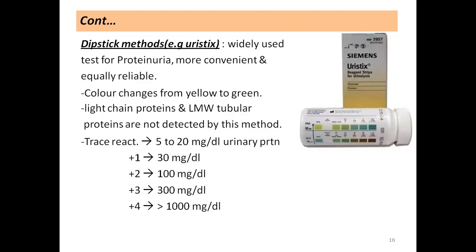Also, there is a dipstick method. One example is Albustix, a trade name widely used to test for proteinuria. It's more convenient and equally reliable. Color changes from yellow to green. Light chain protein and low molecular weight tubular protein are not detected by this method. The pattern of the color change can again be designated by the same method as plus 1, plus 2, plus 3, and plus 4.